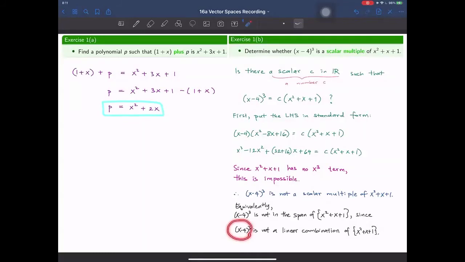Equivalently, this polynomial is not a linear combination of this polynomial. So this polynomial, the first one, is not in the span of the set containing just this second polynomial. We're taking these words that we're used to using for column vectors, and now we can apply them in any vector space, in any situation where vector addition and scalar multiplication make sense.